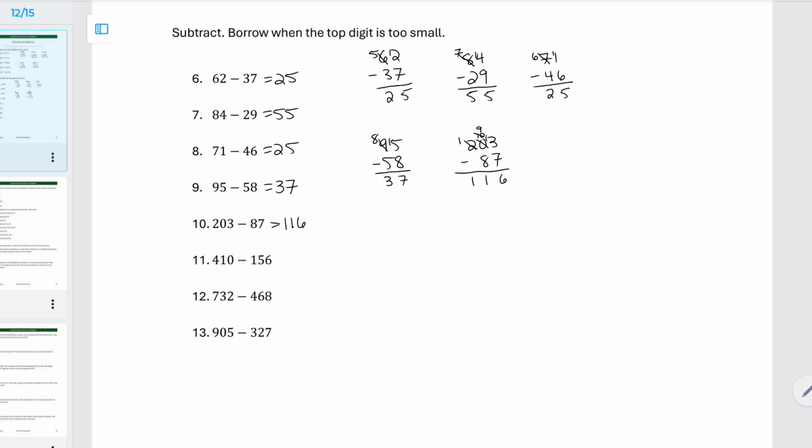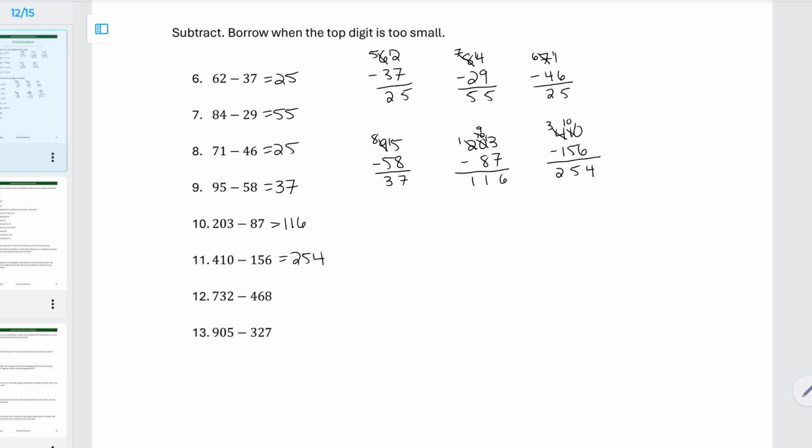Number 11. 410 minus 156. 0 minus 6 won't work, so we're going to cross out that 1 and make it a 0 and turn our other 0 into a 10. 10 minus 6 is 4. 0 minus 5 still won't work, so we're going to turn that 4 into a 3 and turn that 0 into a 10. 10 minus 5 is 5. 3 minus 1 is 2. So our answer is 254.